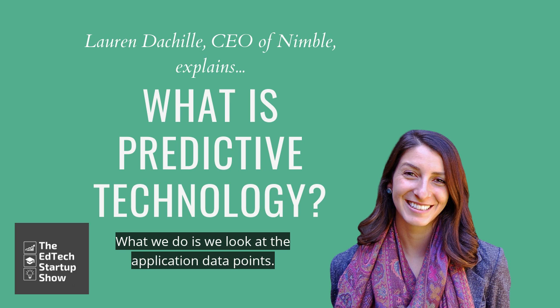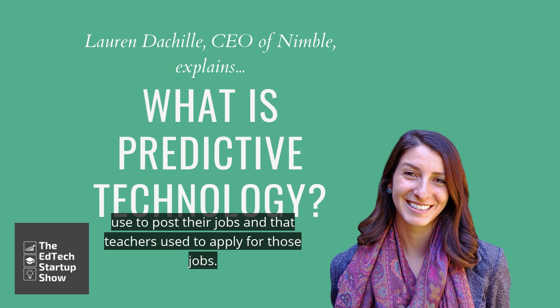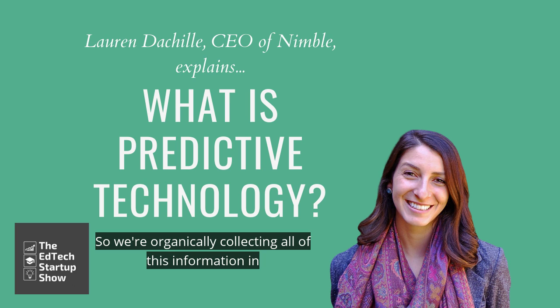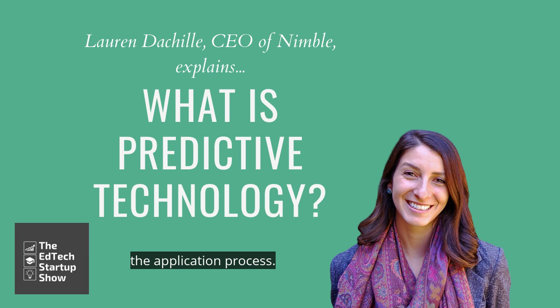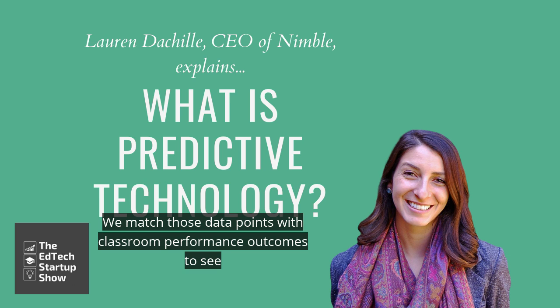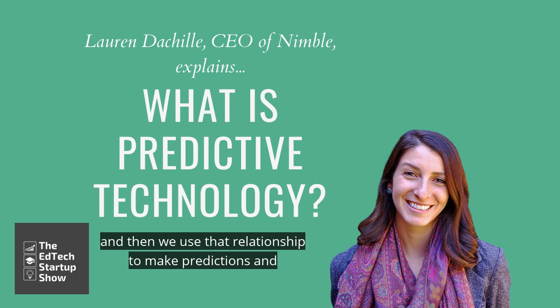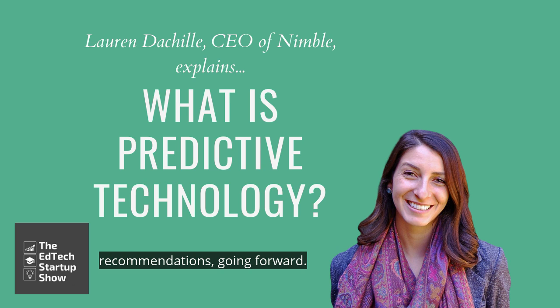What we do is we look at the application data points. Some of your listeners may not be familiar with the applicant tracking system itself, but this is basically the tool that districts use to post their jobs and that teachers use to apply for those jobs. So we're organically collecting all of this information in the application process, things like work history data, reference checks, educational history, et cetera. And then over time, we match those data points with classroom performance outcomes to see if there's a predictive relationship. And then we use that relationship to make predictions and recommendations going forward.